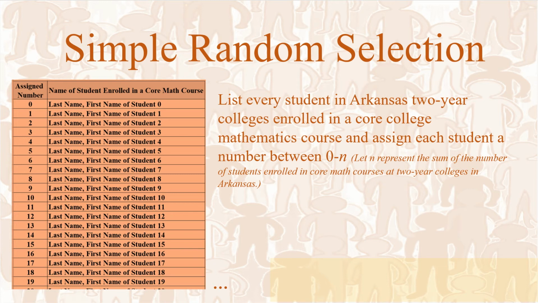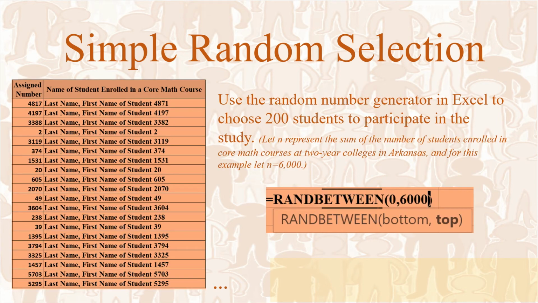In this theoretical study, a simple random selection is produced by listing every student enrolled in Arkansas two-year college core mathematics courses. After creating a list of every student in Arkansas's two-year colleges enrolled in a core college mathematics course, each student is then assigned a unique number between 0 and n, where n represents the sum of the number of students enrolled in core math courses throughout the state. Next, use the random number generator in Excel to randomly choose 200 students from the population. For this theoretical study, we will let n represent 6,000.